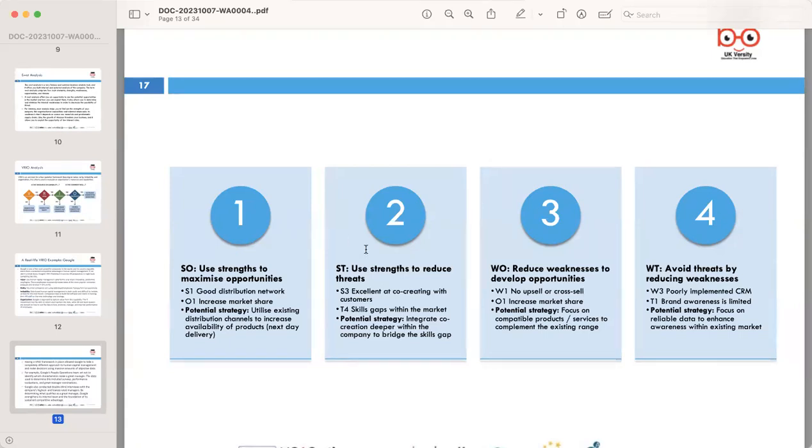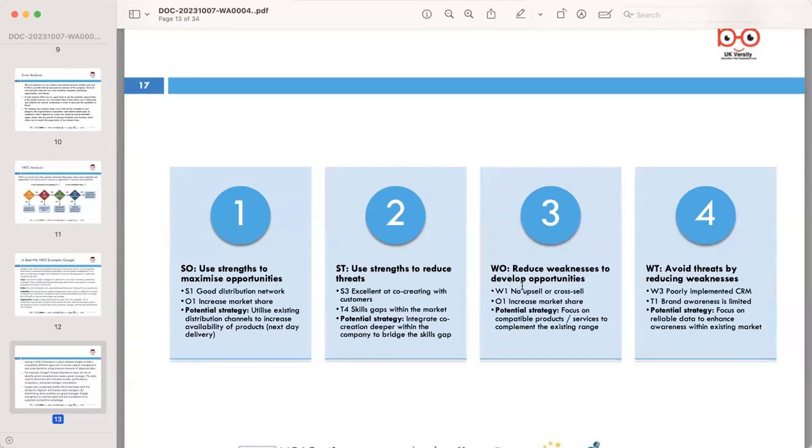Then ST, the second one: use strengths to reduce threats. Our strong co-creation capability, S3, can help address skills gaps within the market, T4. Let's integrate co-creation deeper within the company to bridge the skills gap. Then WO: reduce weaknesses to develop opportunities.